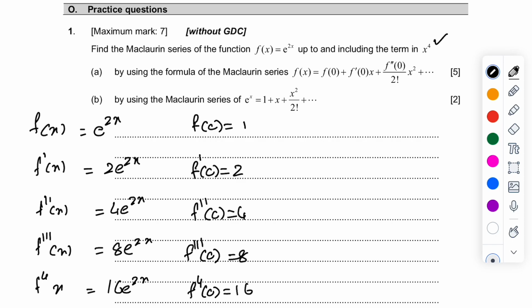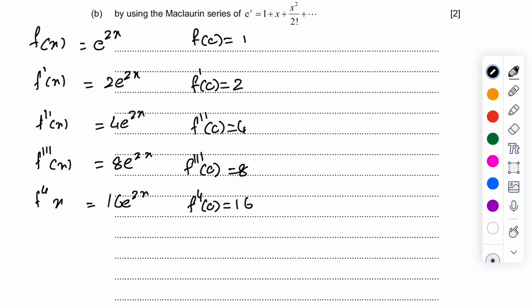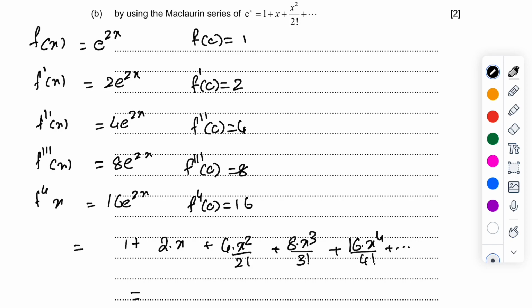Now use the Maclaurin series to get that one. So what does that become? f of x is f of 0 plus first derivative times x, then second derivative times x square upon 2 factorial, third derivative times x cube upon 3 factorial, fourth derivative times x power 4 upon 4 factorial, and so on. When I simplify that, I should be getting 1 plus 2x plus 2x square plus 4 upon 3 x cube plus 2 upon 3 x power 4, and so on.